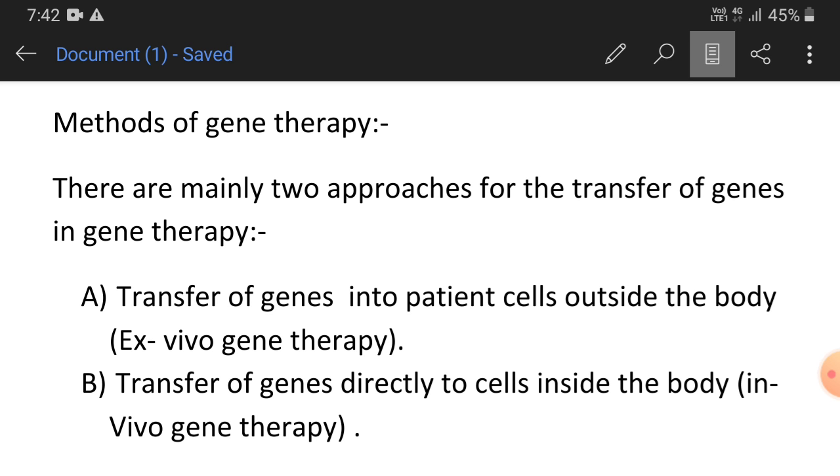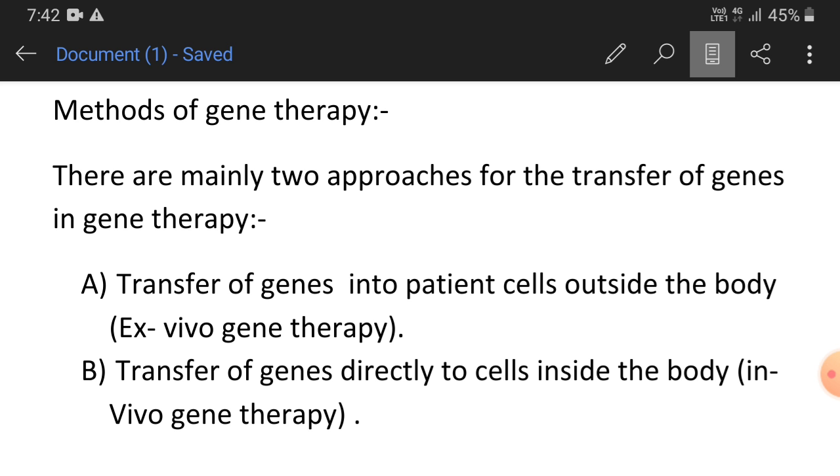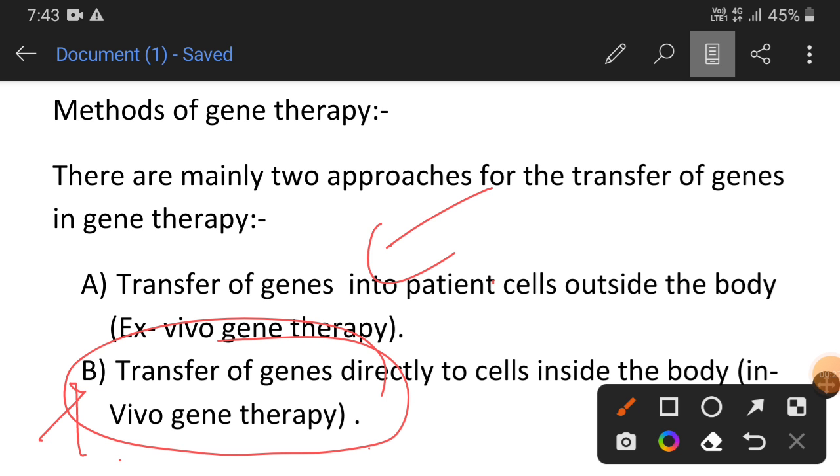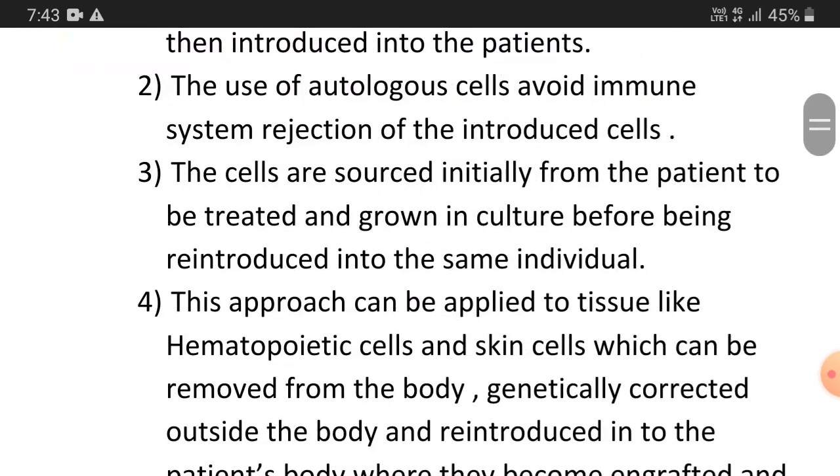In this video tutorial we are going to discuss the gene therapy method. We will discuss two approaches, although one we have already discussed, that was ex vivo gene therapy. So today's goal is understanding the second topic, the transfer of genes directly to cells inside the body, that is in vivo gene therapy.